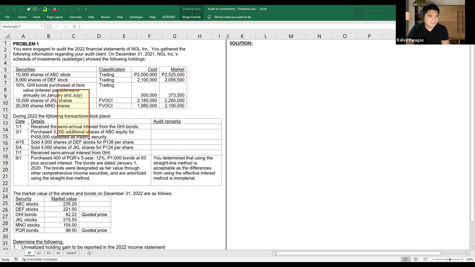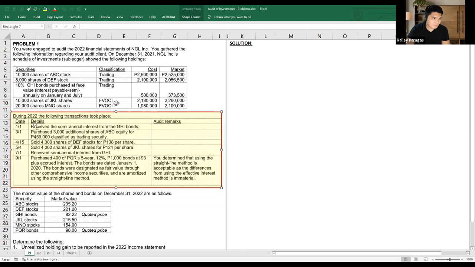Okay. Next section. During 2022, the following transactions took place. So, analyze natin yung susunod na table na to. So, meron kang date. Binigay yung details. And then, meron kang audit remarks nakalagay sa tabi. So, basahin natin mabilis. So for January, you receive semi-annual interest. Okay, no problem. March 1, you purchase additional shares.